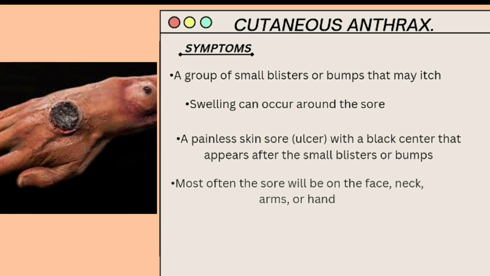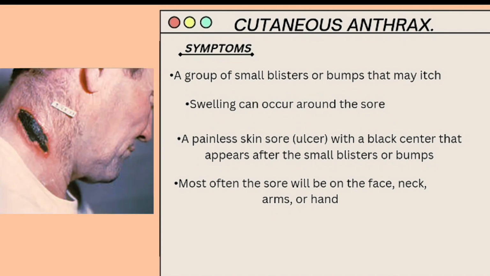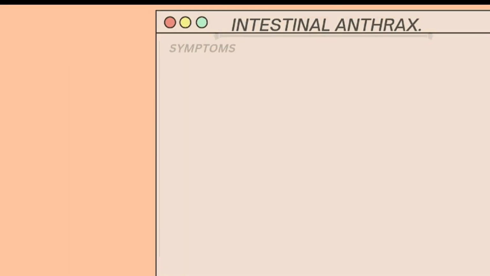So first of all, cutaneous anthrax. What happens when you get infected by cutaneous anthrax? Here are some symptoms. A group of small blisters or bumps that may itch. Swelling can occur around the sore. A painless skin sore known as an ulcer with a black center appears after the small blisters or bumps. Most often, the sore will be on the face, neck, arms, or hands.